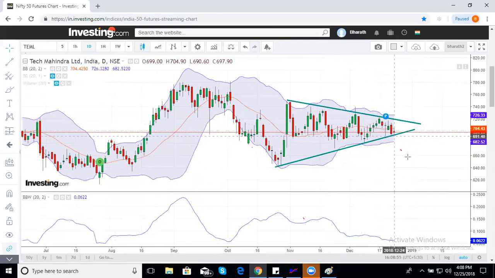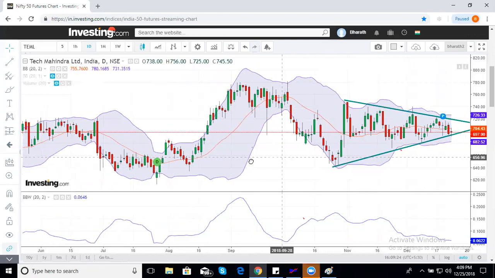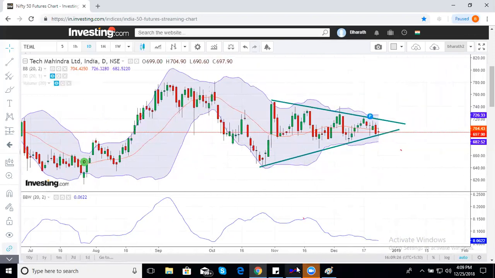If this breaks out and the volatility, IVs have been squeezed, the bandwidth is at the lowest now, right? If this breaks out, then it is a time to buy options. If it's going to break above or break below, market will choose. If it's going to break above, time to buy call option. Break below, time to buy put option. It is getting squeezed now. Watch out Tech Mahindra for squeeze breakout.